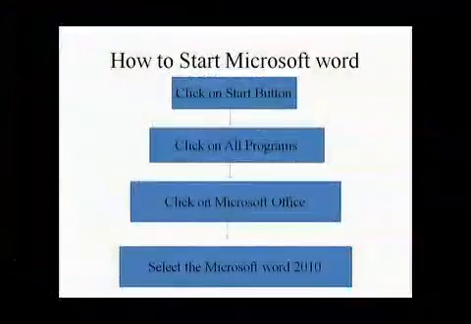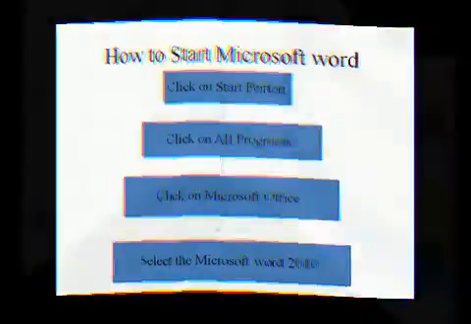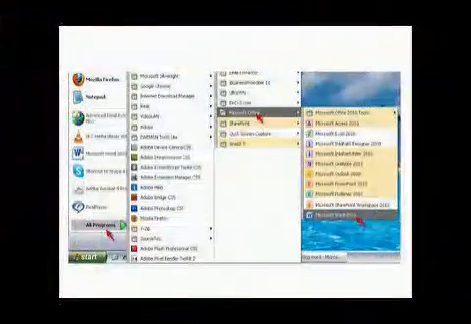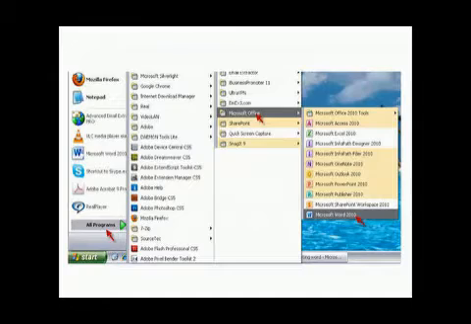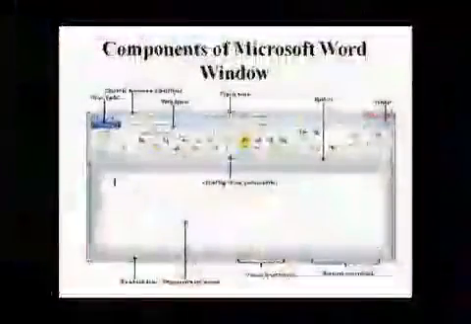Here are some steps. The very first step is click on the Start button, then click on All Programs, then click on Microsoft Office, and lastly select Microsoft Word 2010. Like that, your Microsoft Word window will appear. You can also see it in the picture. Once you start Microsoft Word, the Microsoft Word window will appear. Here its components are there, as shown in the picture.